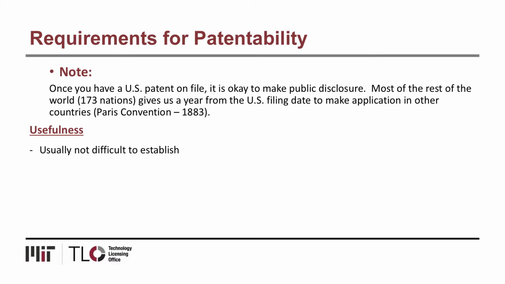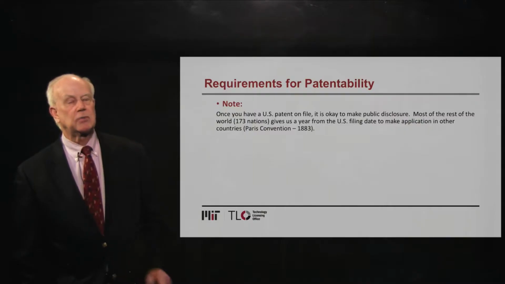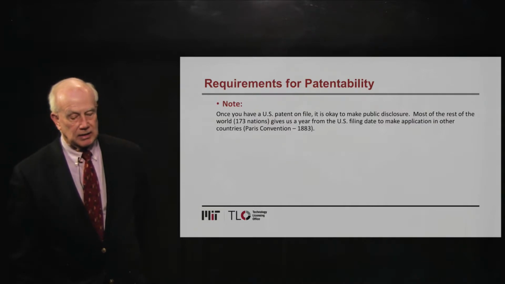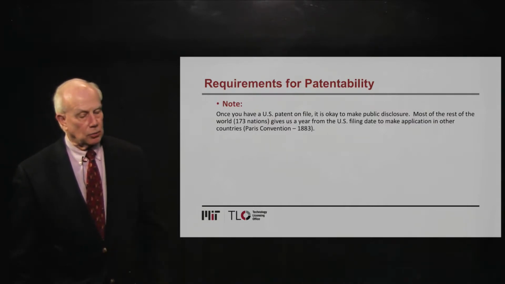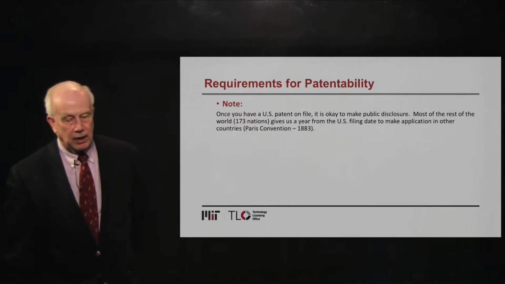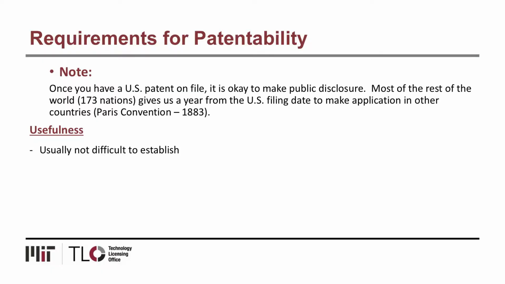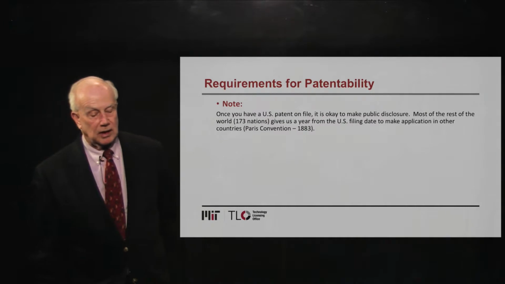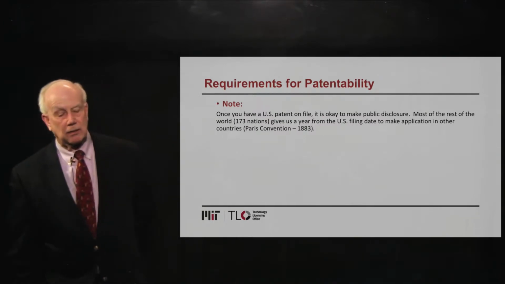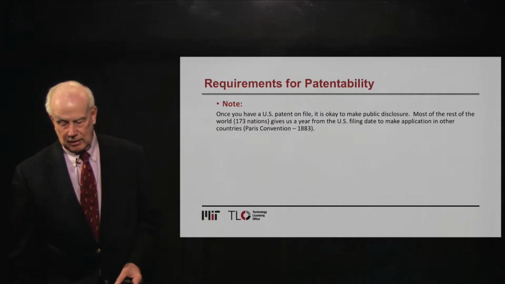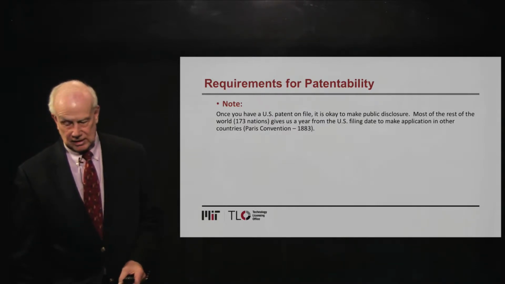Note that once you have a U.S. patent on file, it is okay to make a public disclosure because your patent application, though not published, is pending, and the rest of the world will give you a year after the filing of your U.S. patent to get a patent on file in other countries. This is true in 193 other countries. That's the date from the beginning of the U.S. filing. That grew out of the so-called Paris Convention in 1893.